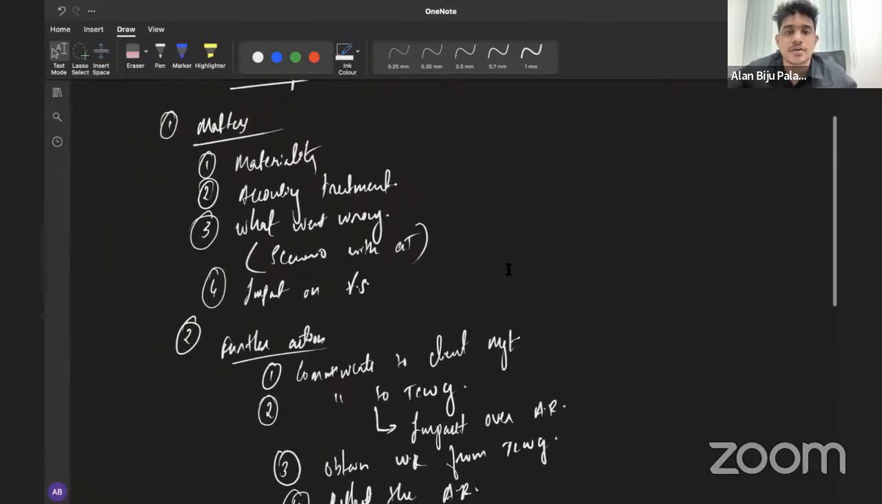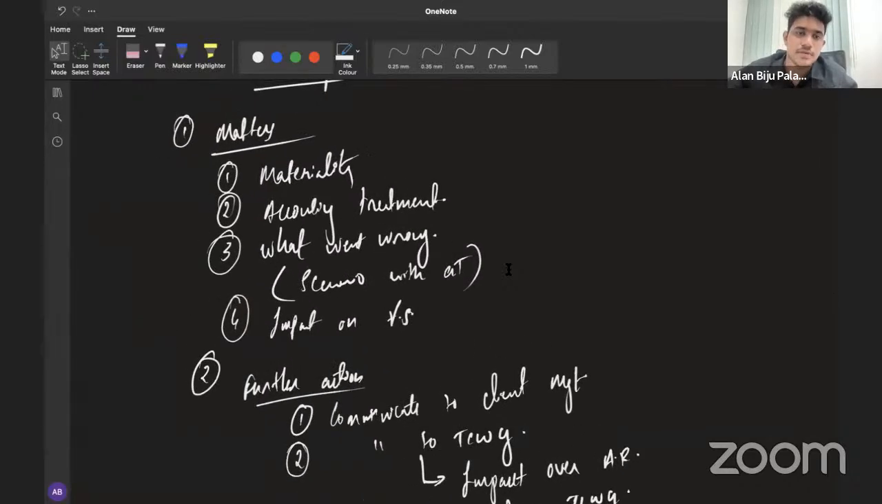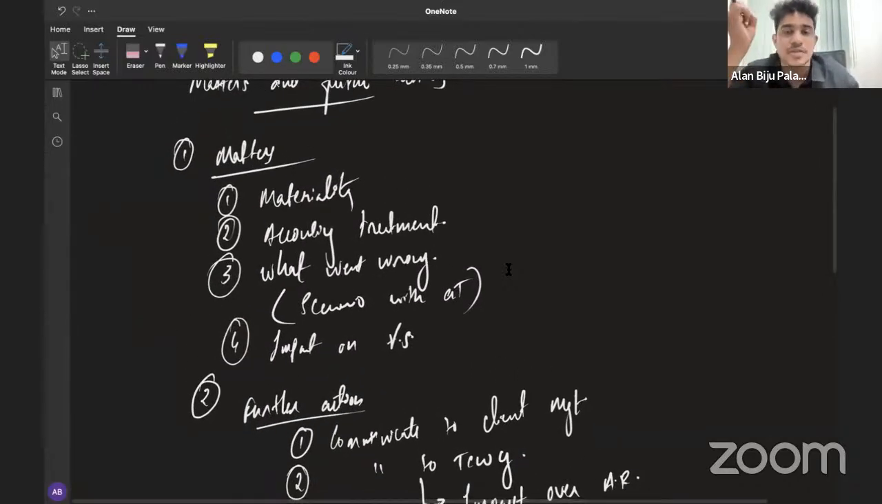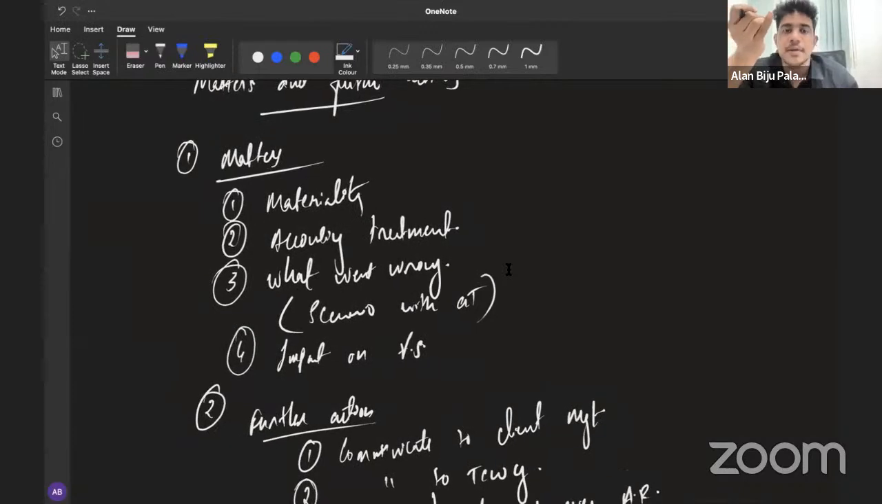So whenever you get a question on matters to be considered and further action, first of all, what do you need to mention? You need to mention the materiality, then clearly specify the accounting treatment. Then what will go wrong? Whenever you write what will go wrong, you need to mix up the scenario with that of the accounting treatment. Then finally, you need to show the impact on the company's financial statements.